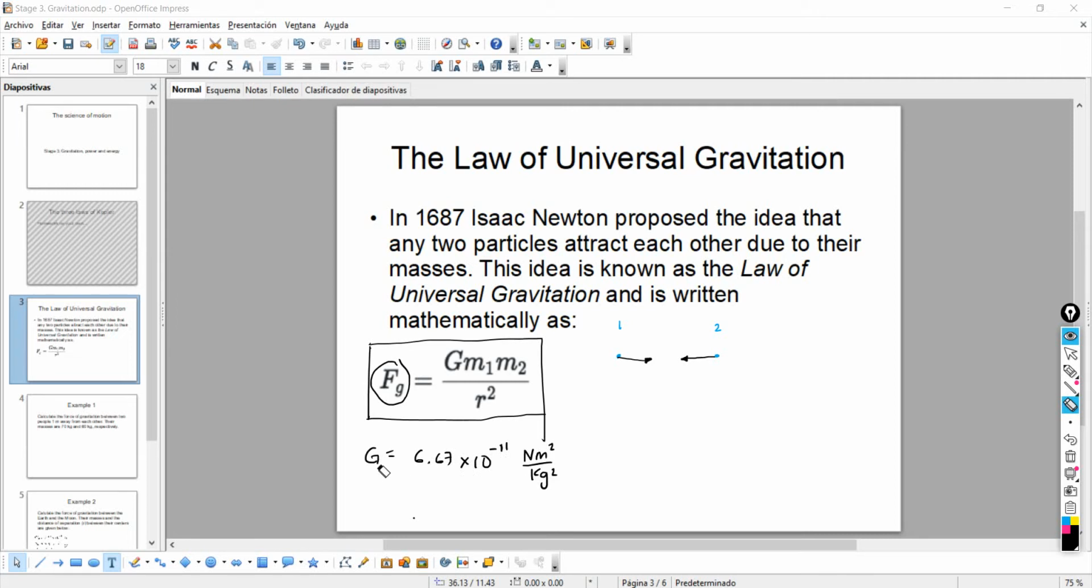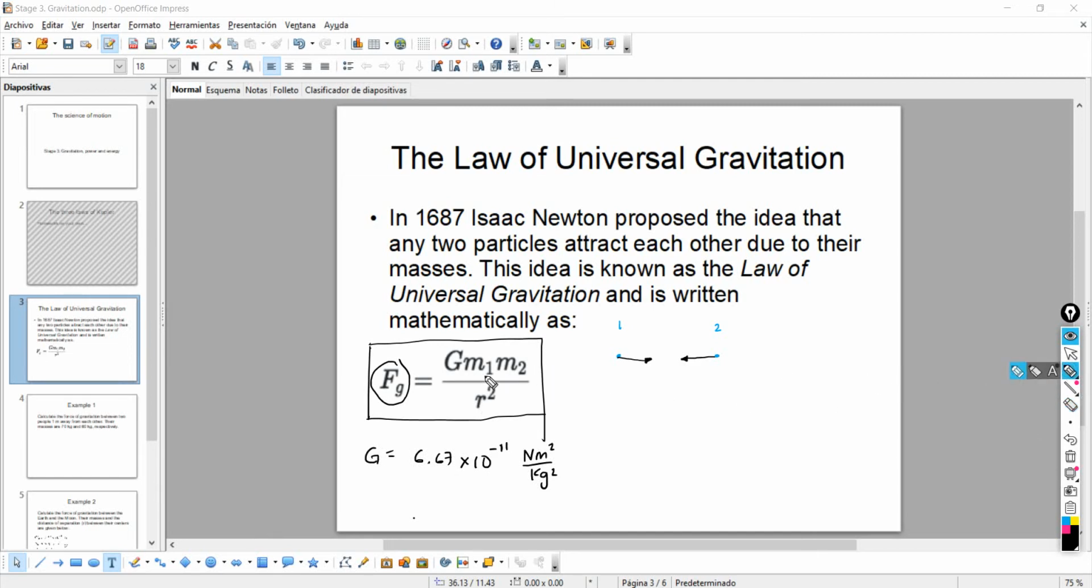G is just a number called the constant of gravitation, and it's equal to 6.67 times 10 to the minus 11, and these are the units: newtons times meters squared over kilograms squared. You don't need to understand anything about this other than the fact that it is this value. That's it.